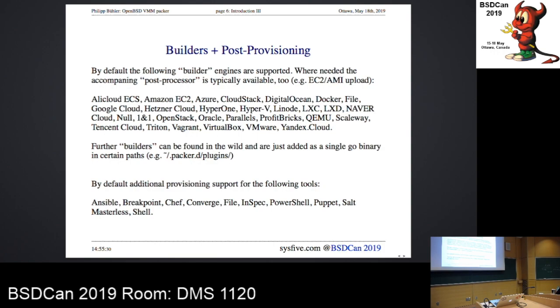If you write your own plugin, you cannot re-link it to the main single binary, but you have to put your single Go binary either in home directory packer.d plugins or in the directory where the packer binary is. So if there would be a package, it would land in user local bin. And for provisioning within Packer, you can use that.